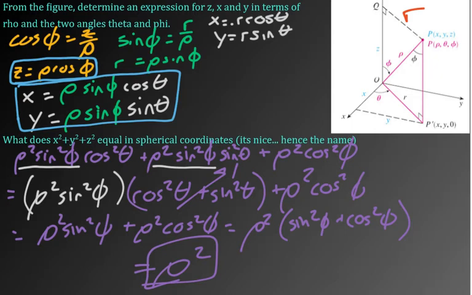This is the kind of thing where, if you see this in an integral, like a triple integral, you might want to think spherical coordinates, because that big mess is always going to simplify to this.